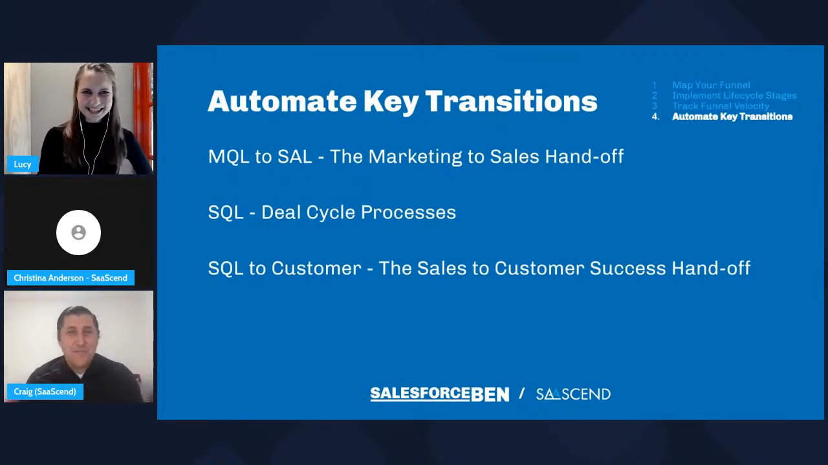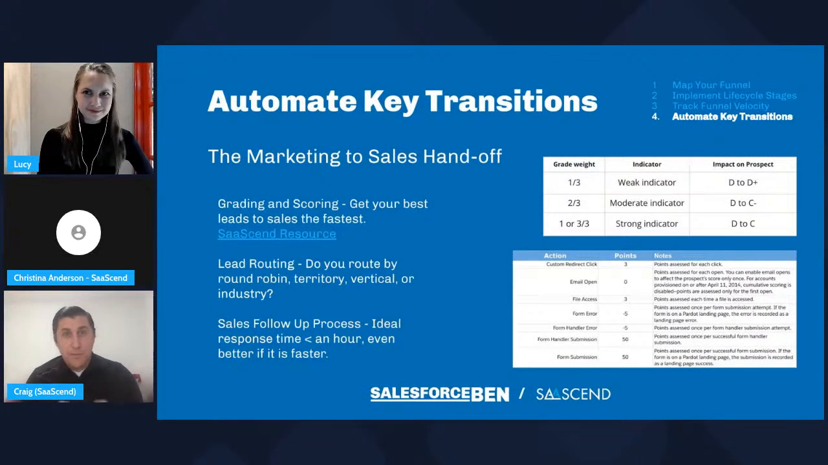Okay. So the first key transition, and we like to call these baton passes, so think like track and field. We're running the 4x4, going from one to the other. So the first one, marketing to sales, arguably the most mission critical.